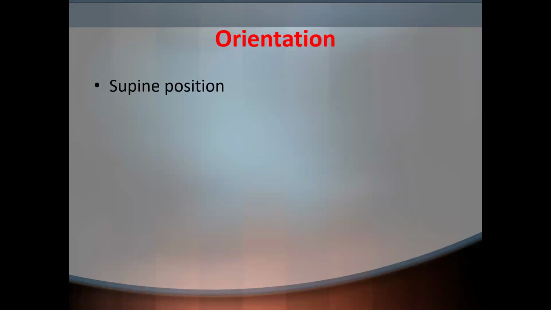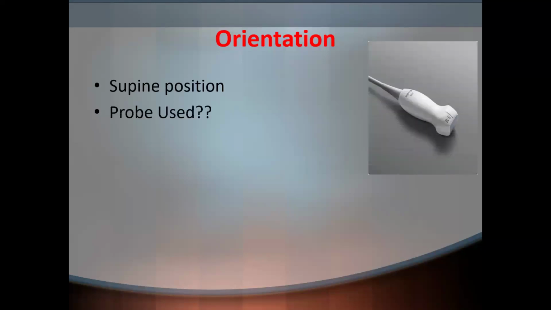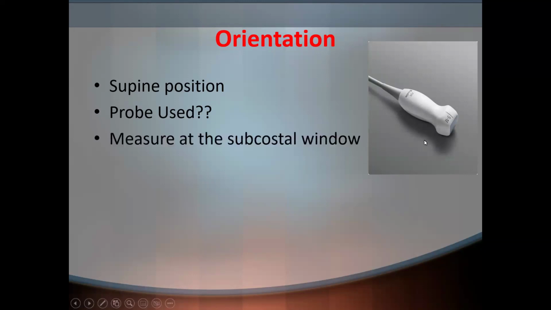What probe are we using? We are using the echo probe or microconvex probe. Your patient has to be in the supine position. You have to put the window. We have a lot of windows in echo, but we are using only the subcostal window, or subxiphoid window.